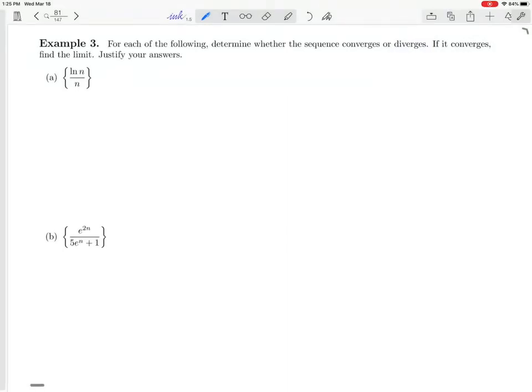Now we're going to do a few examples of specific sequences and see if we can figure out whether or not they converge. Starting with part A of example 3, just for your reference, this is on page 81 of the workbook. Okay, and they're asking us in this question, for each of the following, determine whether the sequence converges or diverges, and if it converges, to find the limit.